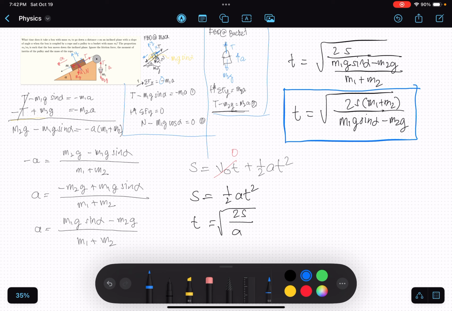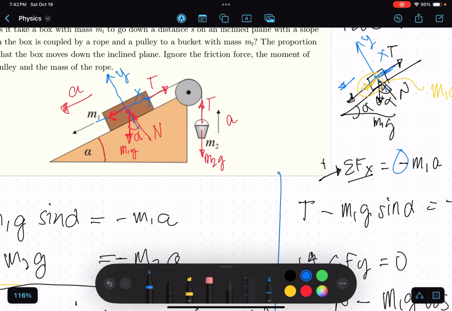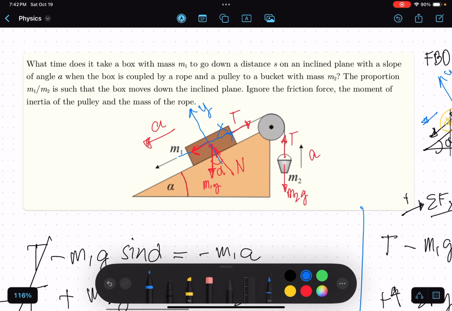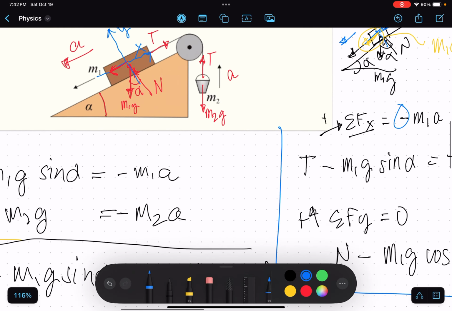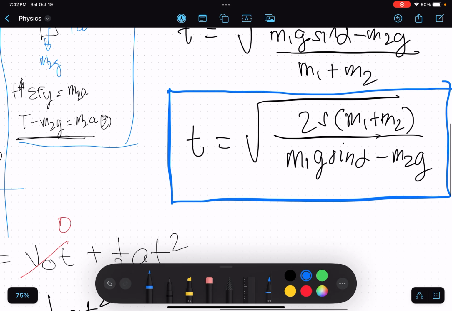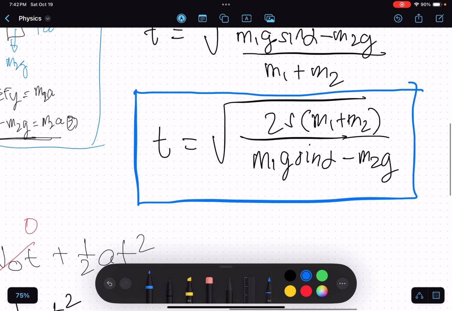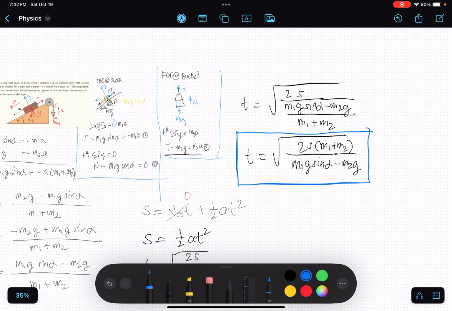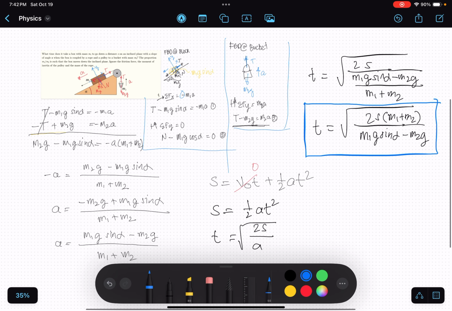So, again, kung napansin ninyo, in order for this to solve yung problem natin, kailangan mag-free body diagram tayo separately, one for the block and one for the bucket. Okay? So, therefore, the correct answer here is T equals the square root of 2S times M1 plus M2 over M1G sin alpha minus M2G. Okay? I hope klaro po yung pagkakasolve ko.